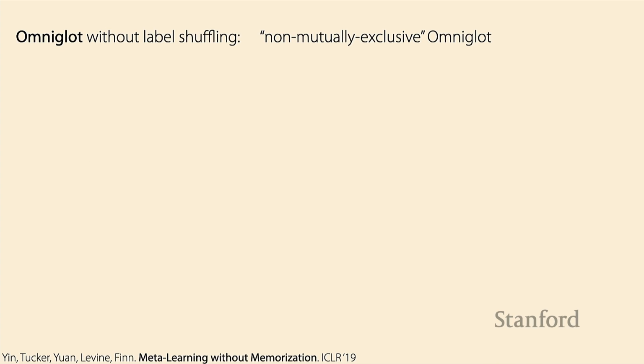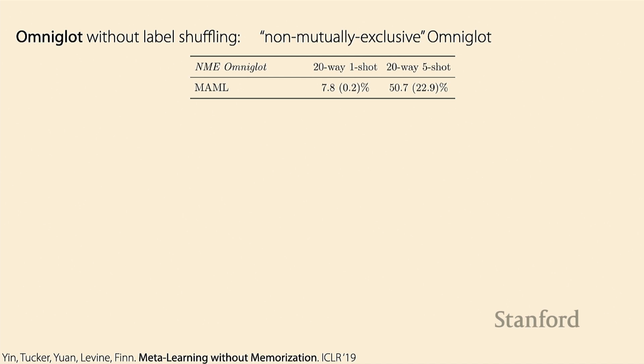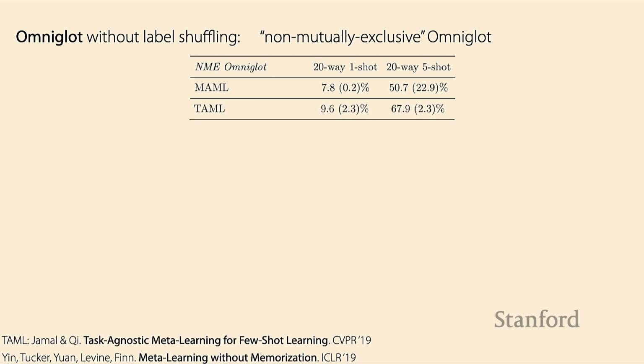For example, take the Omniglot dataset, which you've been working with in your homework, and remove the label shuffling such that the labels are consistent across tasks. We'll refer to this as non-mutually exclusive Omniglot. The original MAML algorithm, in this case, gets very low performance. Another work proposed a form of regularization that may be somewhat similar to what was suggested, but it also doesn't work very well. Whereas if you add noise to the weights, you're able to recover a lot of the performance in comparison to using label shuffling.